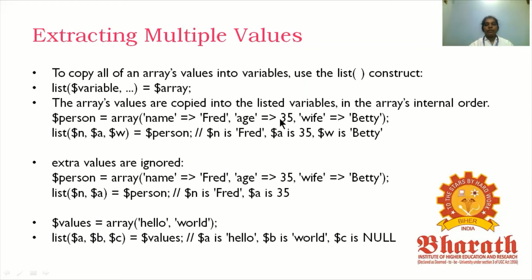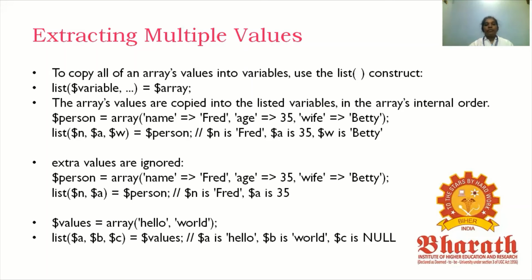This is the first element, this is the second element, this is the third element. So what will this line do now? It stores the values; it will not take the key. So the name value will be in $n, the age value, 35, in $a, and the wife name in the $w variable. Suppose you have n number of elements but you need only 2, then automatically the remaining values are ignored.